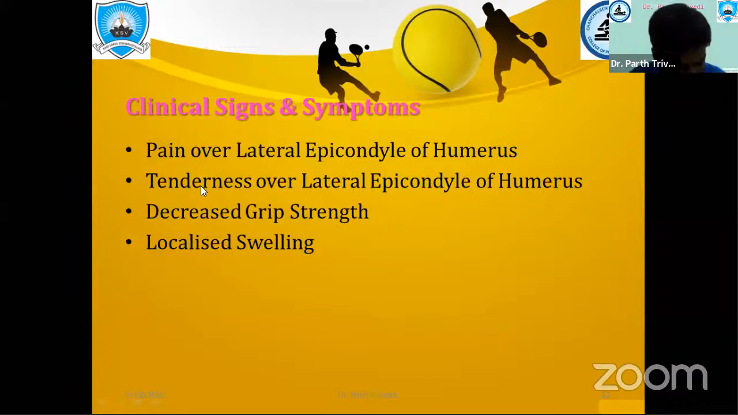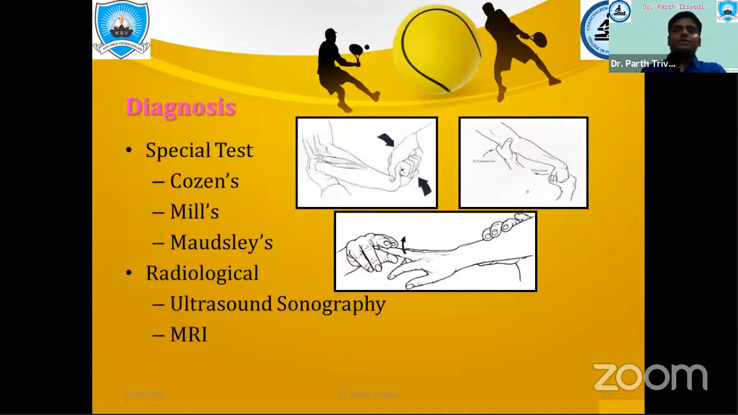What are the classical signs and symptoms? Pain over the lateral epicondyle of the humerus, tenderness, decreased grip strength, and localized swelling. So these are the basic signs and symptoms of this injury. Diagnosis, I'm not going into the depth of diagnosis, what MRI says or what ultrasonography says, because if I continue with this, it would take around 2-3 hours to complete this presentation. So just briefing it, we have three major tests.